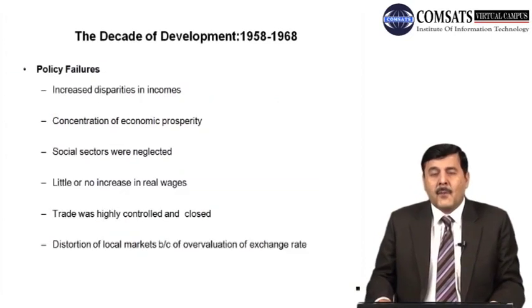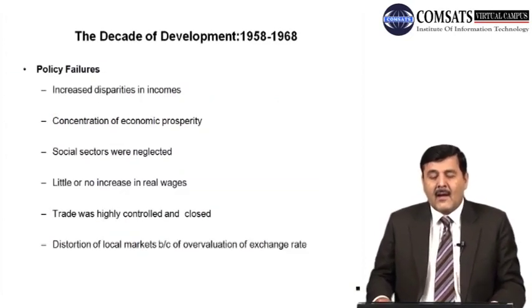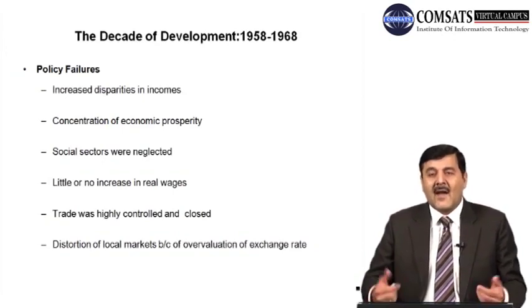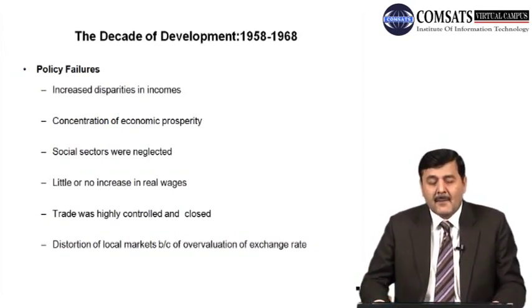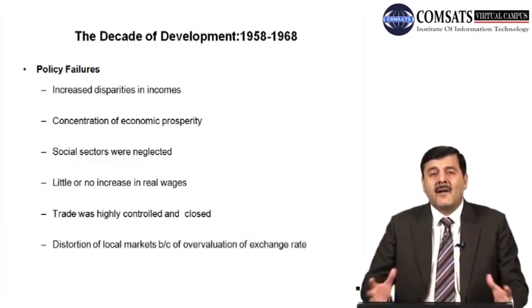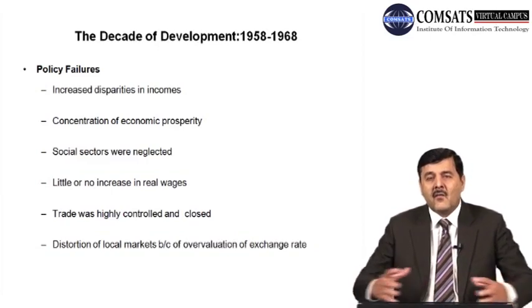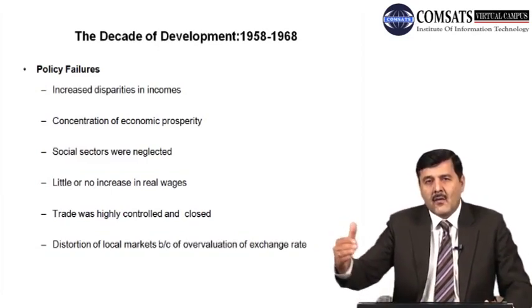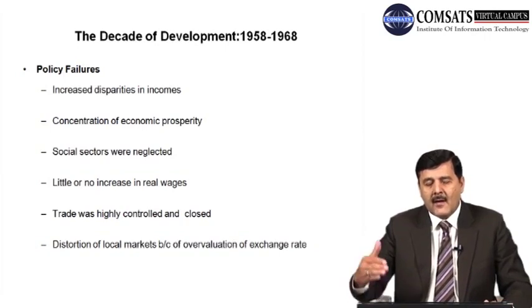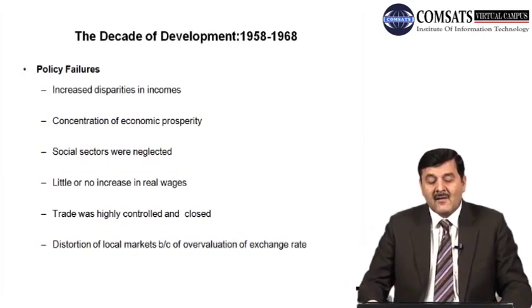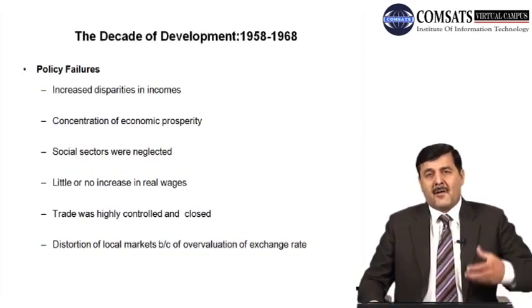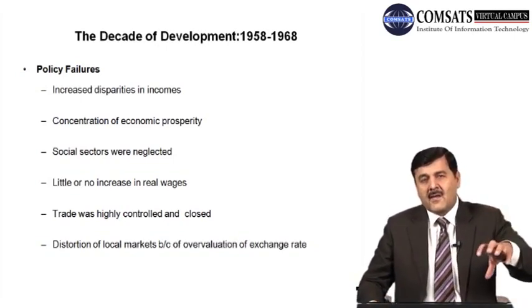Now we'll talk about the policy failures in that particular time period, that was 1958 to 1968. What failures did we have to face? Increased disparities: the income disparities increased, the gap between poor and rich increased in this time period. The rich became richer, and the poor remained poor, even poorer. Concentration of economic prosperity, and similarly economic activity was also concentrated.